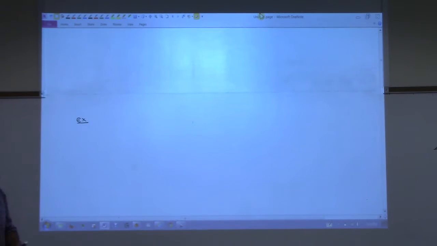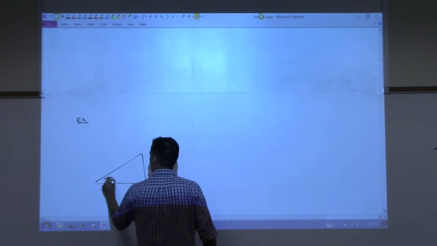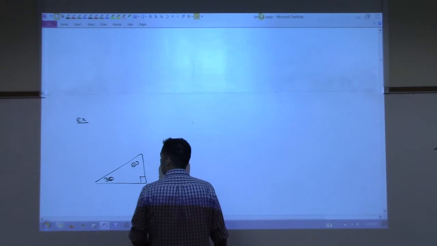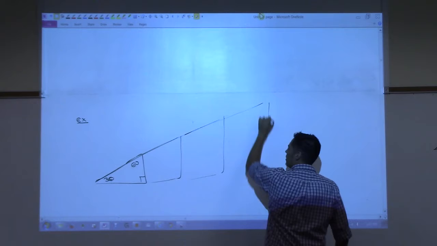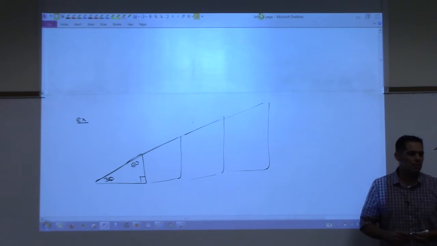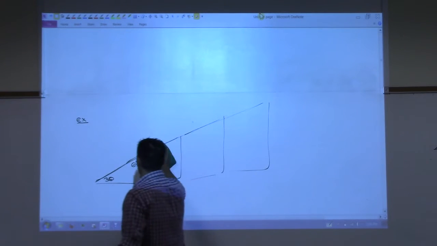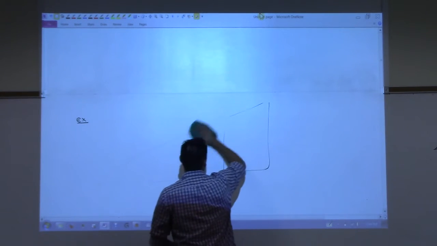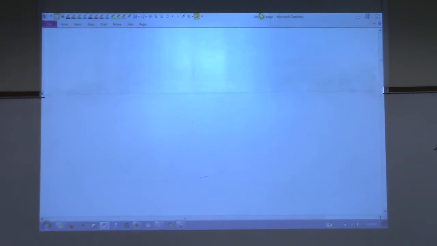If you have a right triangle with angles 30, 60, and 90, there's an infinite number of triangles that have those angle proportions. So it's not enough information. You'd have to have something else. But that's aside from what I'm trying to show you here. Okay, so here we go. I'm going to present the problem and see what you think.